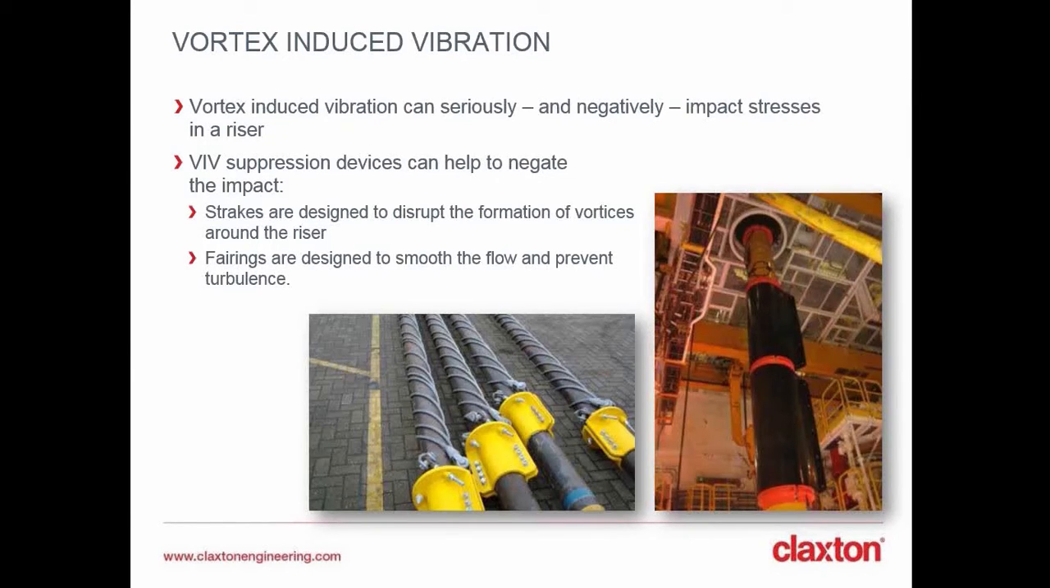So there are things that you can do for this. There are VIV suppression devices that are used to negate the impact of this. The pictures that you see on your slides show, the one in yellow, some strakes. They are designed to disrupt the formation of these vortices around the riser. The fairings in the picture on the right, in black, on the other hand, are designed to smooth the flow and prevent some turbulence.